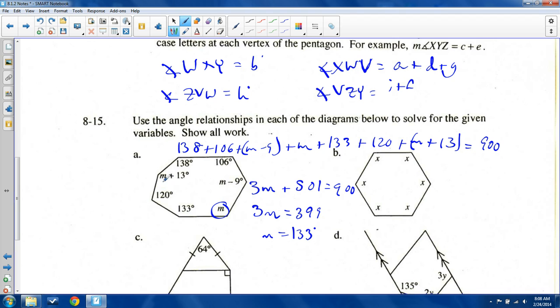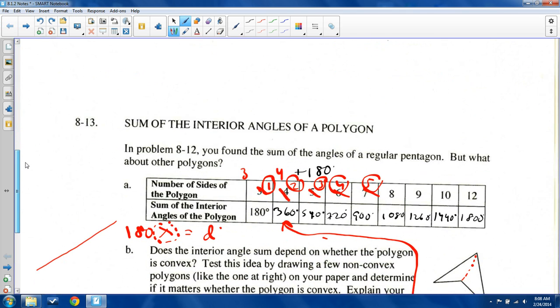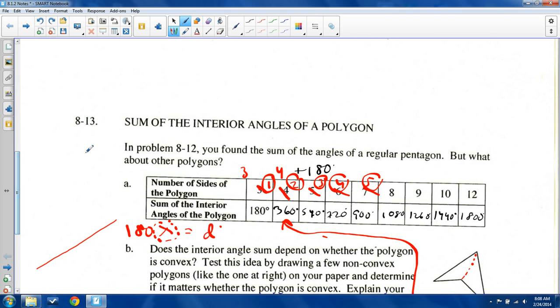This is 133. This is 133 plus 13, which is 146. And this would be 124. And this is 133. Okay, hope that makes sense there. This is a hexagon, a six-sided shape, and a six-sided shape adds up to 720 degrees.